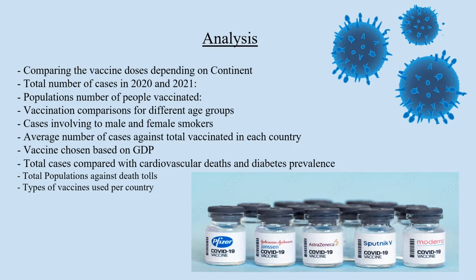Some of the analysis that we will be presenting today is the comparison between different continents, total cases, people vaccinated, age groups, smokers and non-smokers, cardiovascular deaths, diabetes prevalence, vaccines chosen based on GDP, and all these are to show the different effects of COVID and the different popularities of the vaccines in different countries.